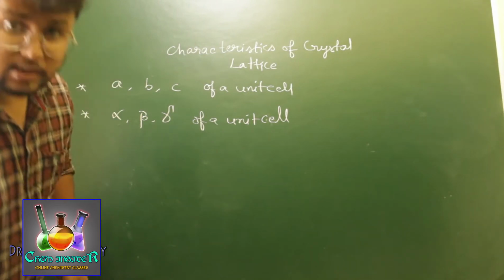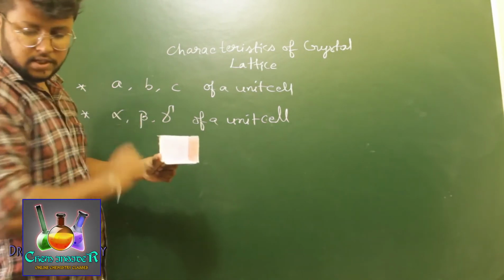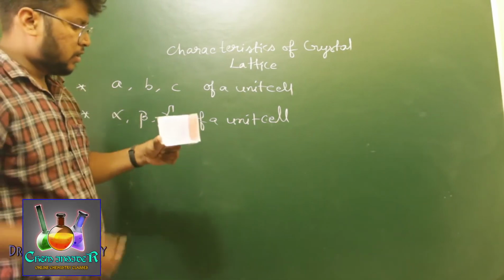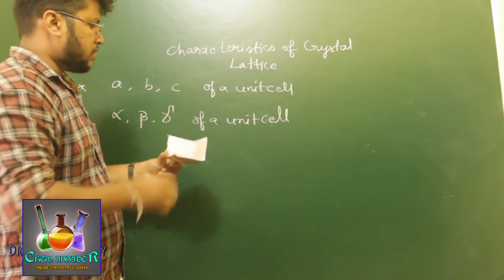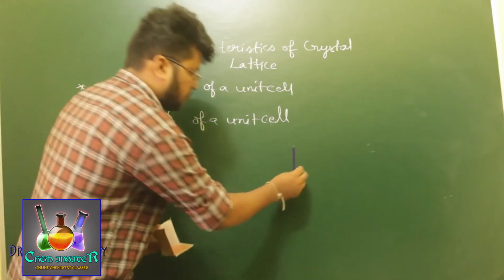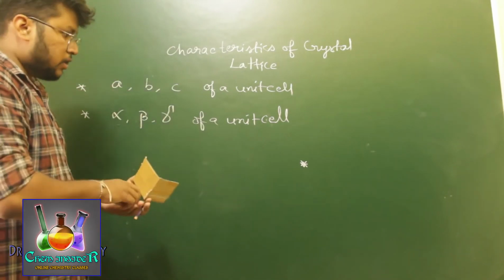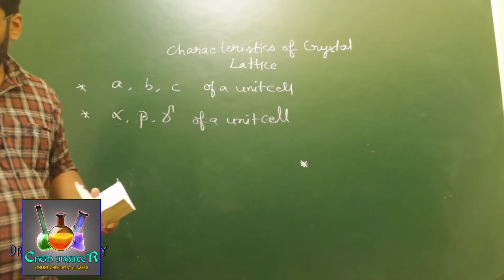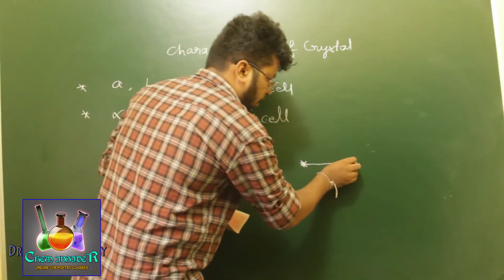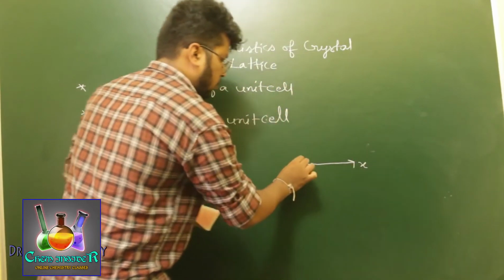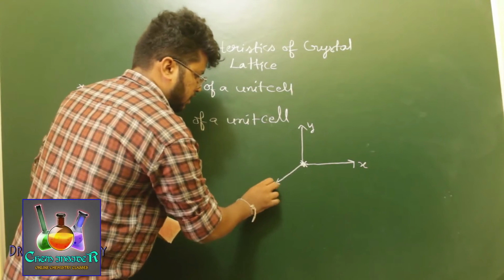So let us consider a 3-dimensional system. If this is the center of the origin, we'll take this point as the center of the origin. For the origin, we have 3 coordinates because we are taking a 3-coordinate system: one x-axis, one y-axis, and the other one is the z-axis.